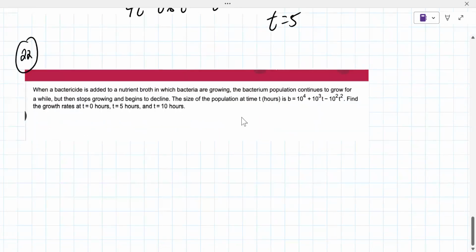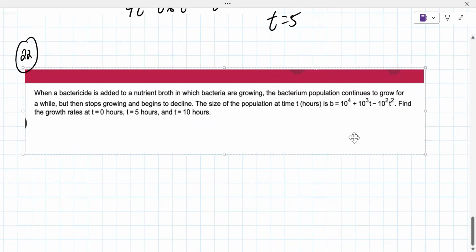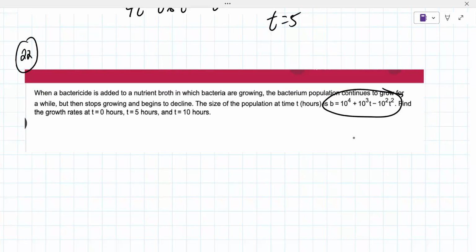All right, when a bactericide is added to a nutrient broth, okay, we don't care about that. Here's the equation, right? And they want the growth rates. So rate means derivative at 0, 5, and 10. So you have to take a derivative of this.